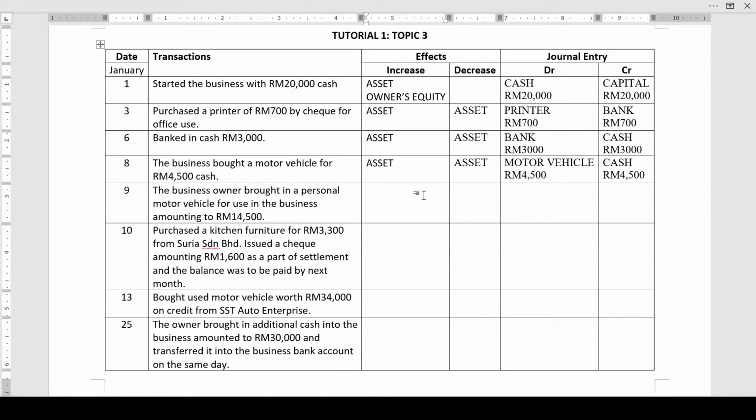Alright, next. The business owner brought in a personal motor vehicle for use in the business amounting to 14,500. The business owner brought a personal motor vehicle into the business. Now the business has an asset, which is a motor vehicle. Now the business owns a motor vehicle.